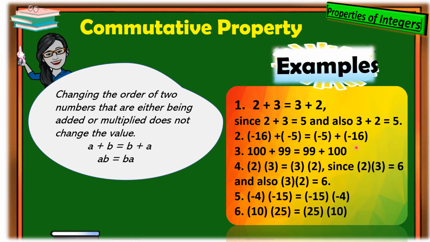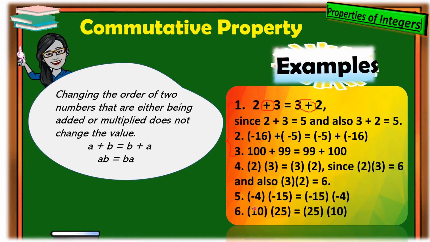Equal sila. Okay? So, next number 3 is 100 plus 99 is equal to 99 plus 100. So, 199, 199. Okay? So, these three are examples of commutative property of addition kasi plus sign ang makikita. Okay? Next, for number 4, this is 2 times 3 is equal to 3 times 2. Okay? Since 2 times 3 is equal to 6, also, 3 times 2 is equal to 6. Diba? Same lang sila.